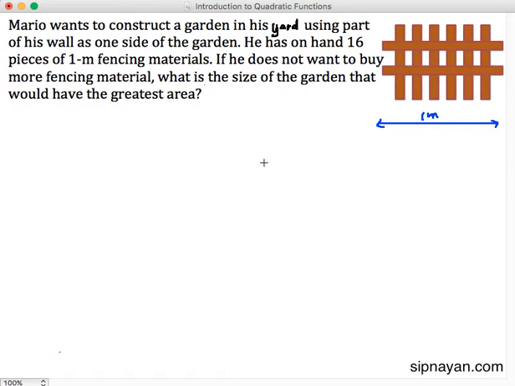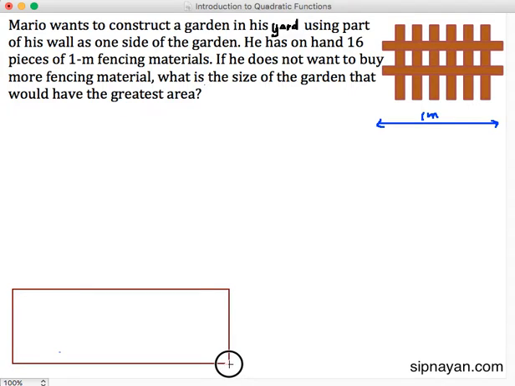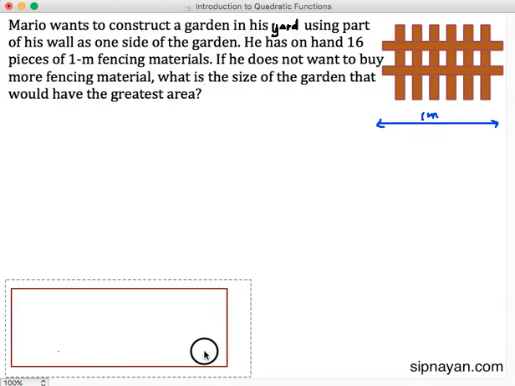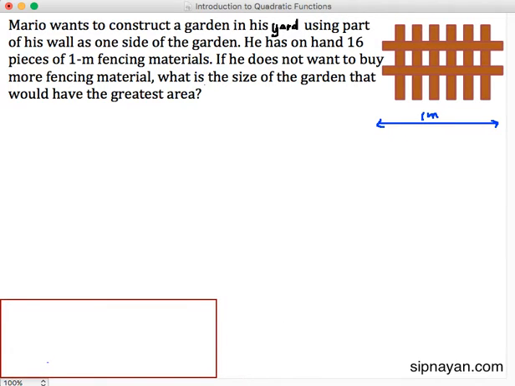And sabi dito, he wants part of his wall, part of the wall of his house siguro, no? To be as one side of the garden. So, for example, this is his house. For example lang, ano? Okay, so he wants the garden to be here, no?